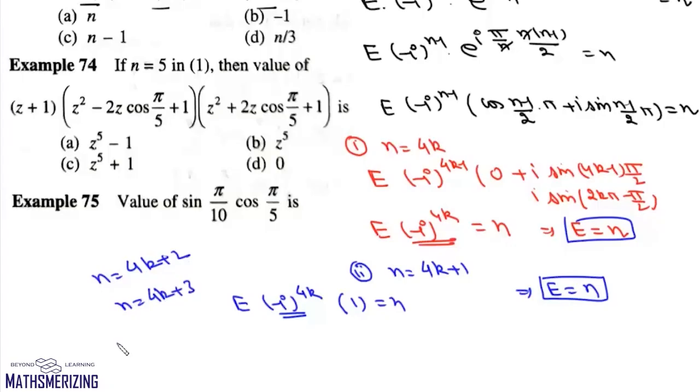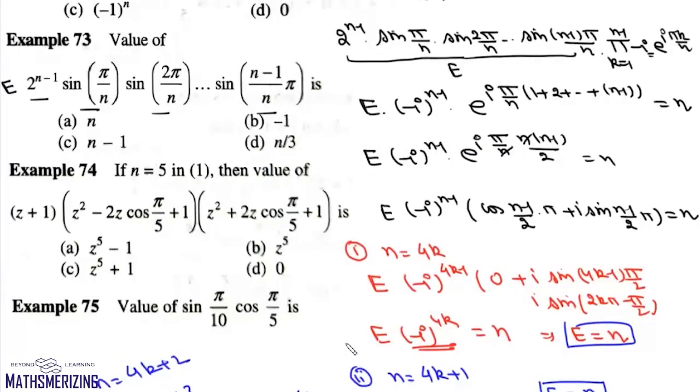So in all the cases, we'll end up getting this result, which is e equals n. So we can say that the value of this product is equal to n, and that's your option A.